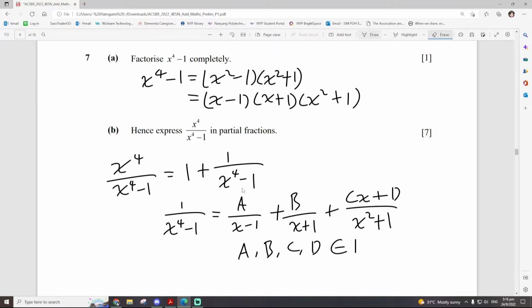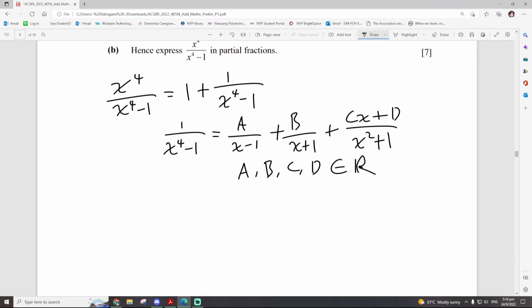This is the set of real numbers. Okay, so let's have a look here. I'm going to probably compare coefficients because this is a non-linear partial fraction decomposition, so you cannot use the cover-up rule, unfortunately.